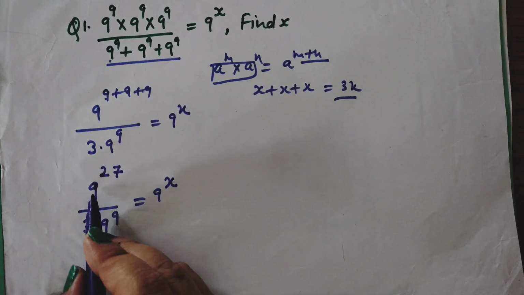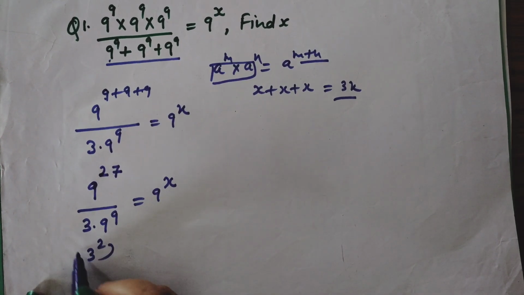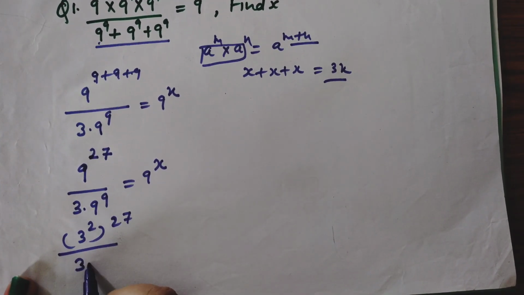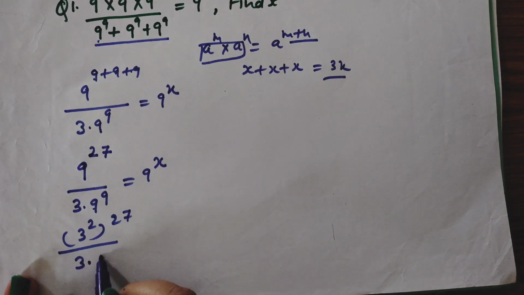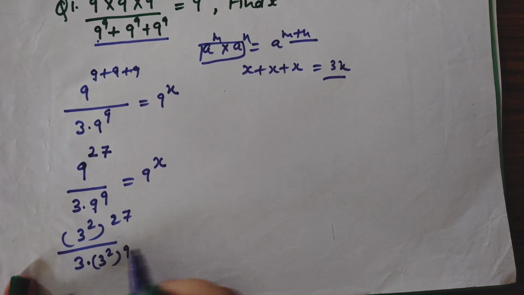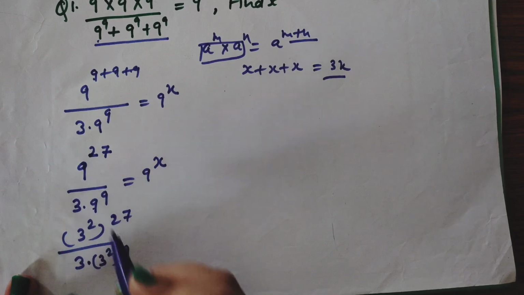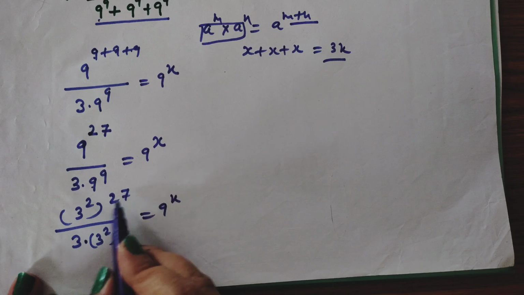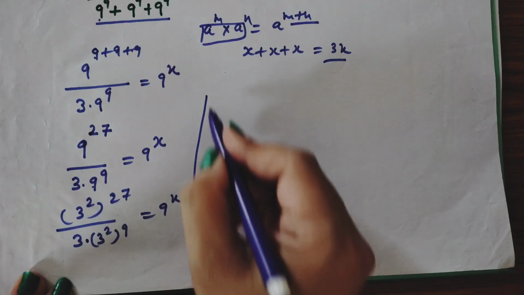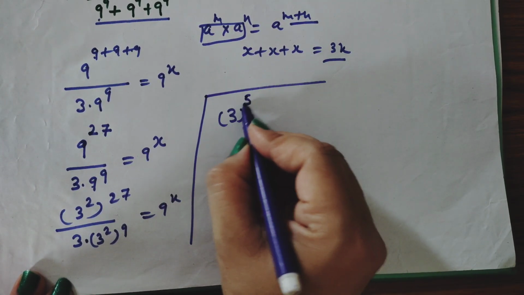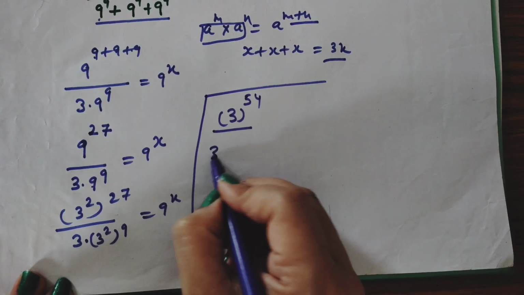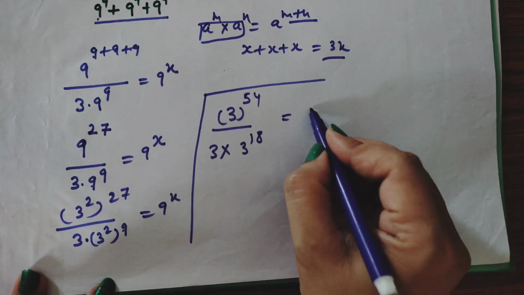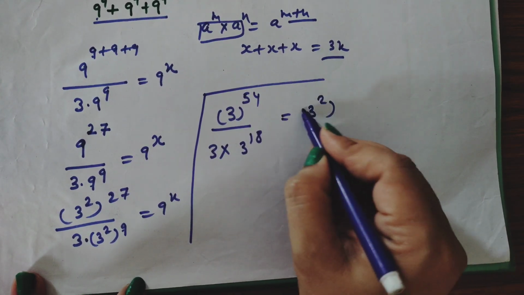After that, can we write this 9 as 3 square, whole power 27, upon 3 into this 9, which is 3 square, whole power 9. So we will convert these 9s into the form of 3. So they all are 3. Similarly, here 27 times 2 is 54, and it is 3 multiplied by 9 times 2 is 18, and this 9 on the right is also converted into the form of 3. So 3 square, power x.